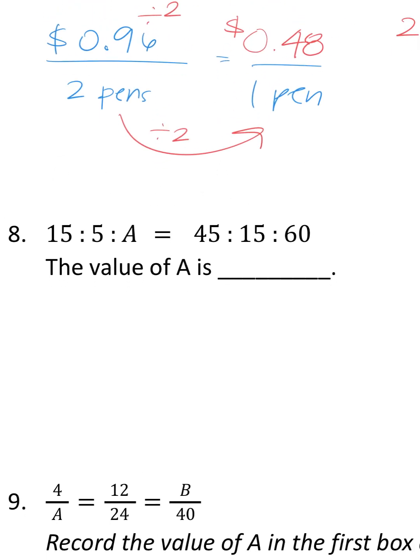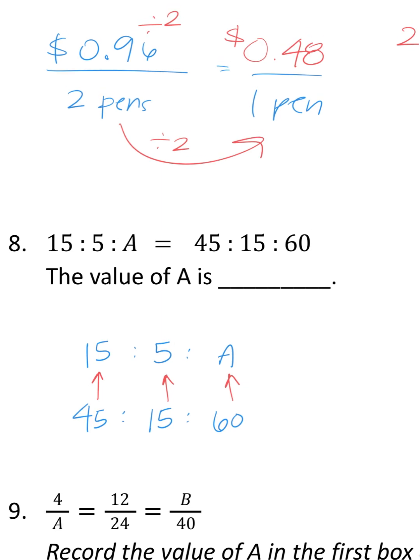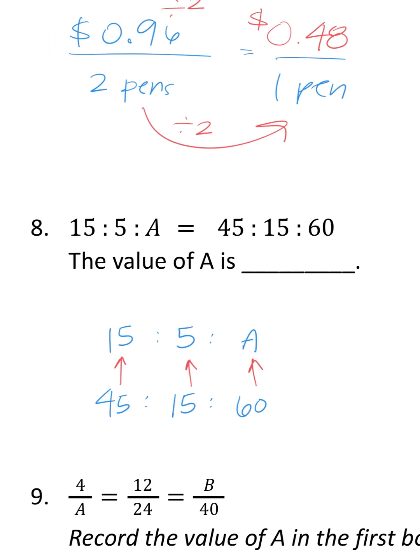In question 8, we've got 15 to 5 to A is equivalent to 45 to 15 to 60. So again, think about what do we know all of. In this case, I know my whole second ratio. So I'm going to go from the bottom up. 45, what can I do with 45 to build 15? Well, 15 would be one group.